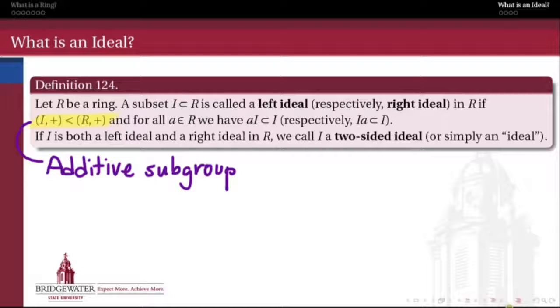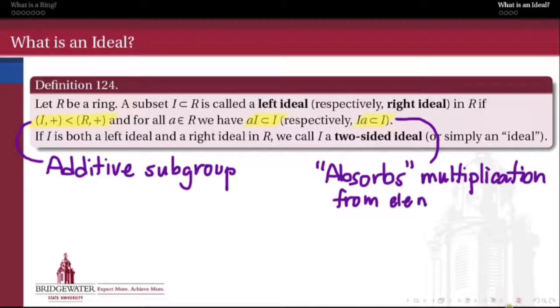And the second requirement is not that it be closed under the multiplication operation of R. That would make it into a subring. Instead, we want it to be closed under multiplication even by elements outside of the ideal. So it absorbs multiplication not just from elements of I, but also from elements of R. So if a belongs to R, then a times I is a subset of I, or I times a is a subset of I, depending on whether we're talking about a left ideal or a right ideal. So an ideal is a subset, which is an additive subgroup, and it also absorbs multiplication from elements of R.